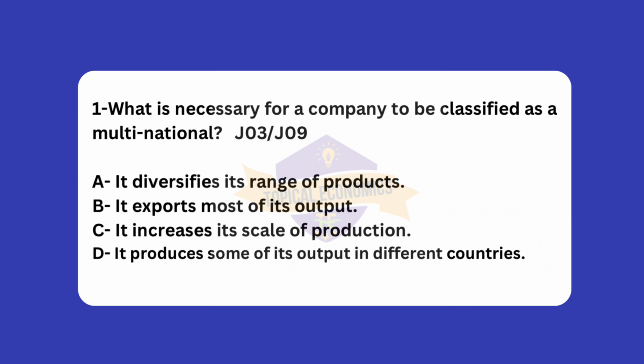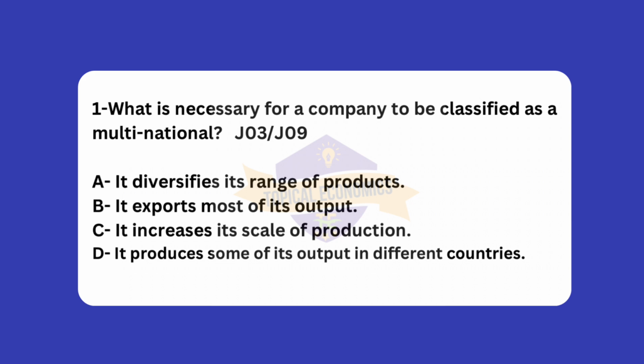A multinational company is characterized primarily by its operational presence in multiple countries. This involves establishing production facilities or manufacturing operations outside its home country. When we look at option A, it's diversifying its range of products. While product diversification can be a strategy for growth, it does not inherently relate to a company's multinational status.